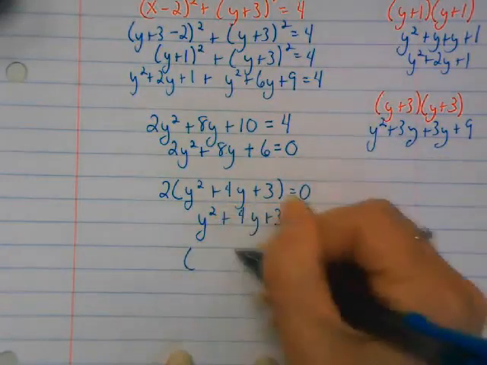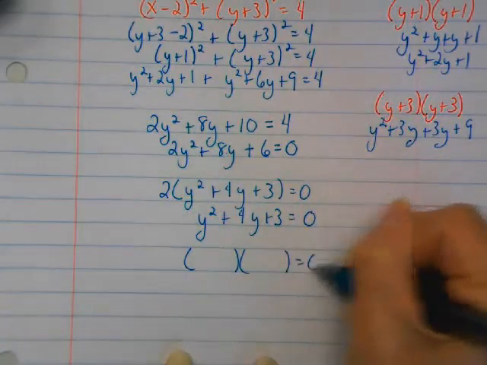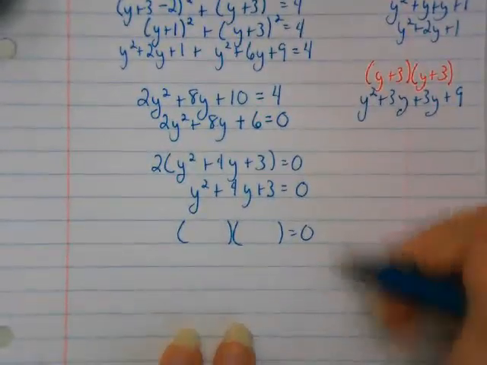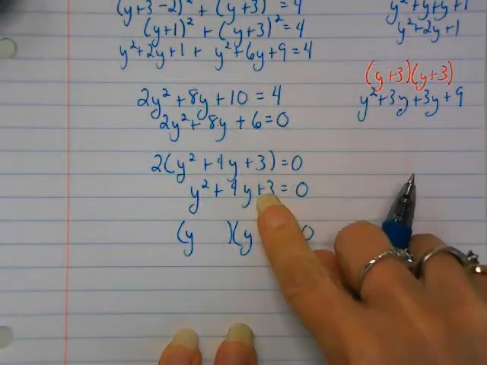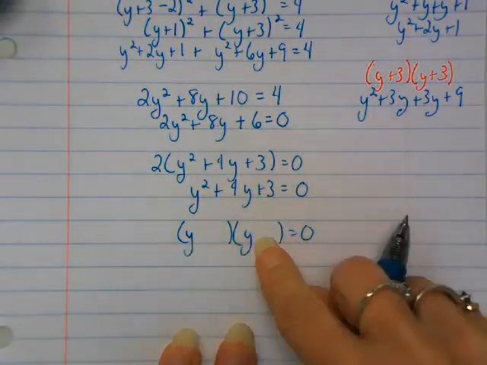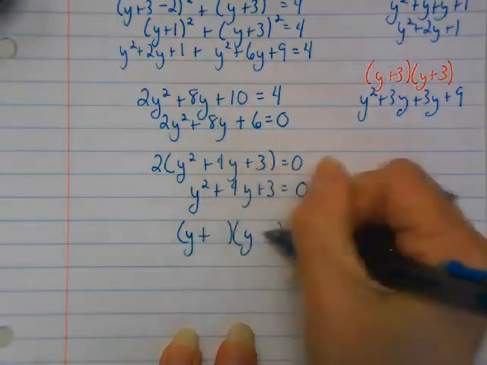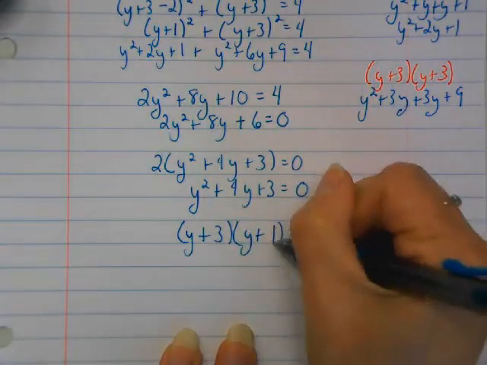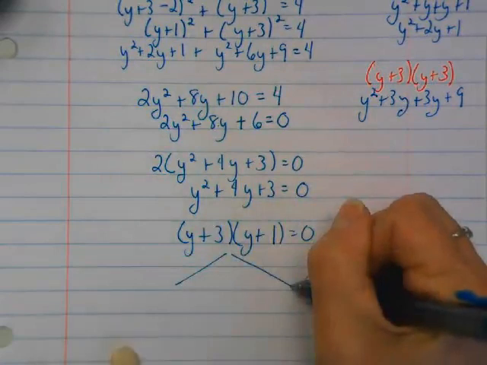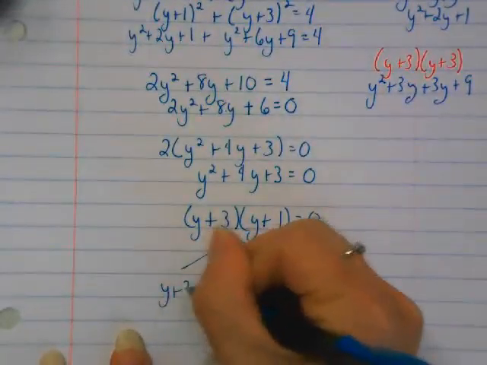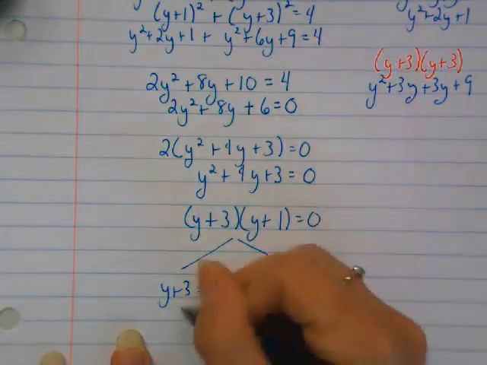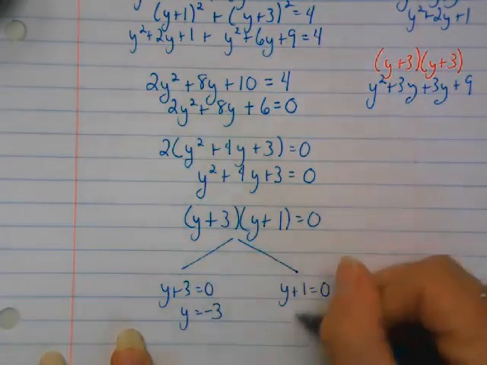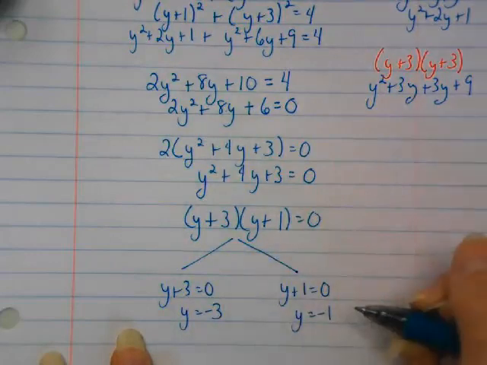Now I can factor that and get my factors of y. So y and y. Last term is positive, so I either need a plus plus or a minus minus. I'm going to pick a plus plus, 3 and 1. Now let's separate it. So I have y plus 3 equals 0, and y plus 1 equals 0. So y is negative 3, or y is negative 1.